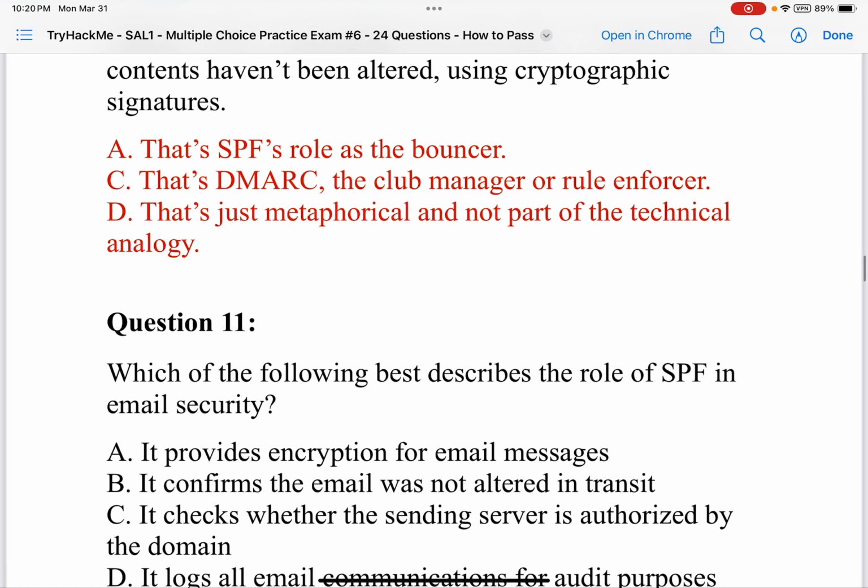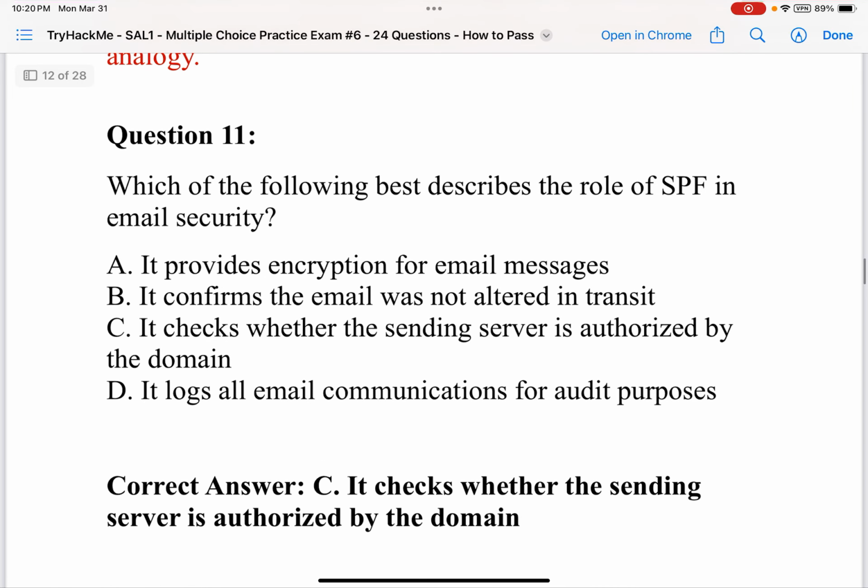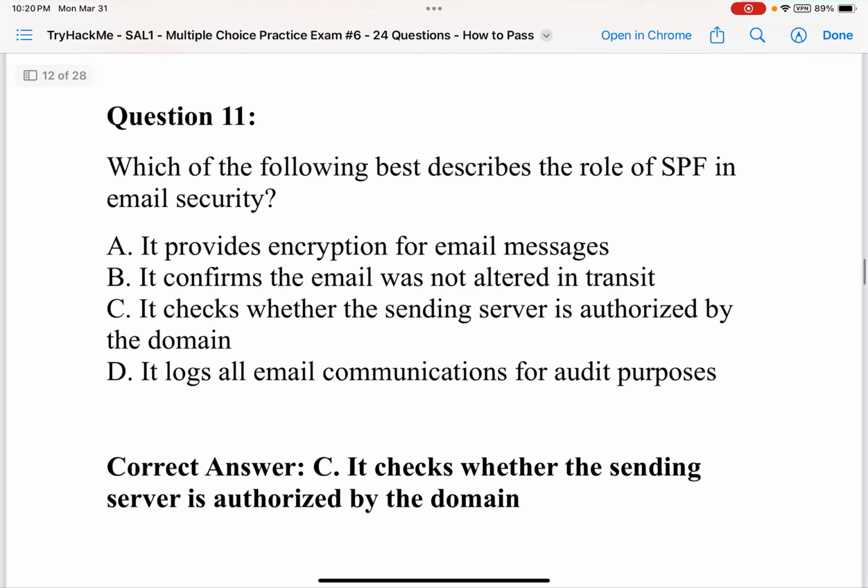Which of the following best describes the role of SPF in email security? A. It provides encryption for email messages. B. It confirms the email was not altered in transit. C. It checks whether the sending server is authorized by the domain. Or D. It logs all email communications for audit purposes. Correct answer C. It checks whether the sending server is authorized by the domain.